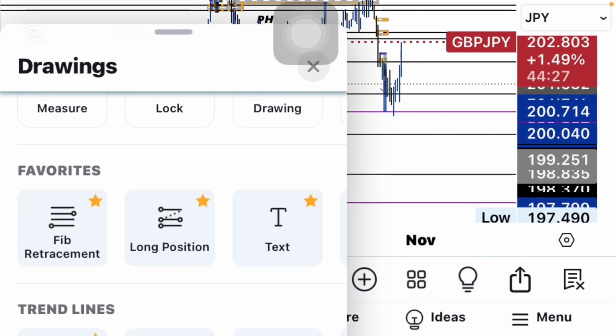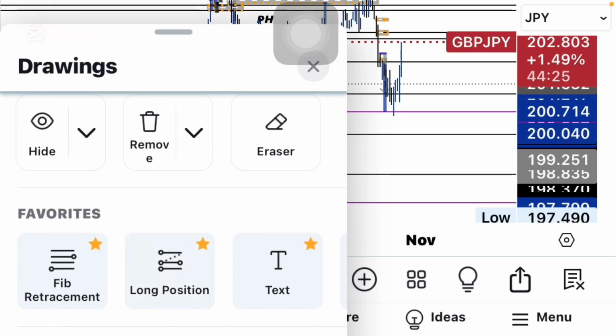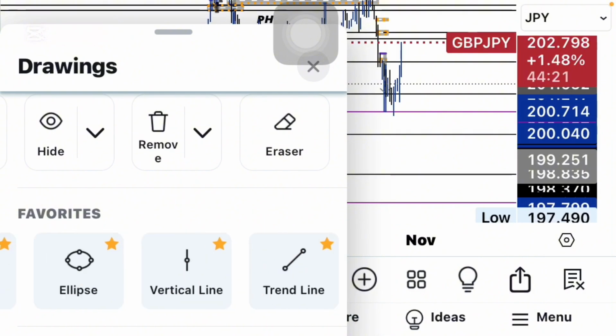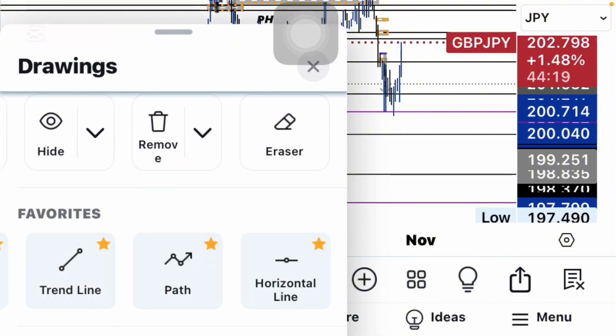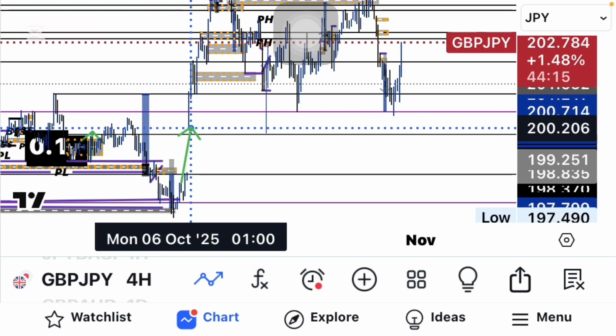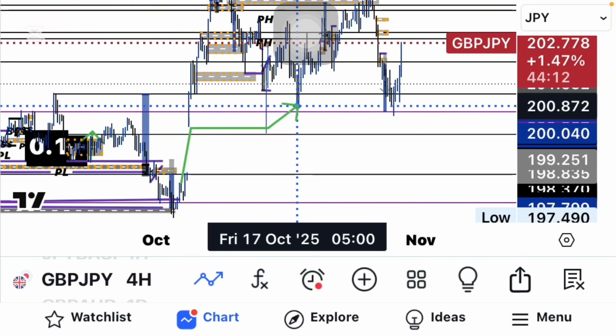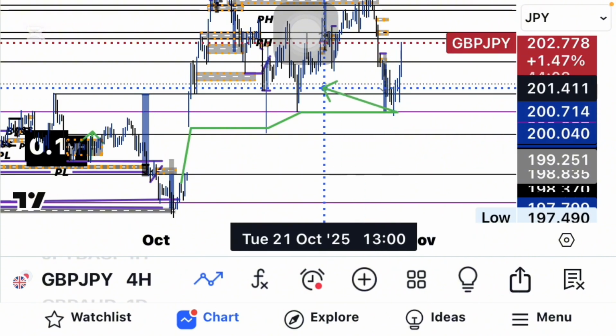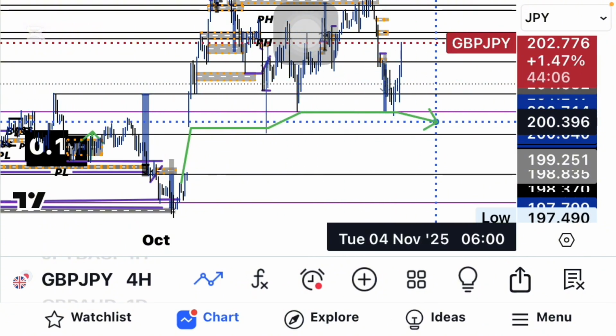I'll take something to draw there so you can see. I'll take the part 2. We have some resistance points around here. This whole zone I drew is a resistance point.